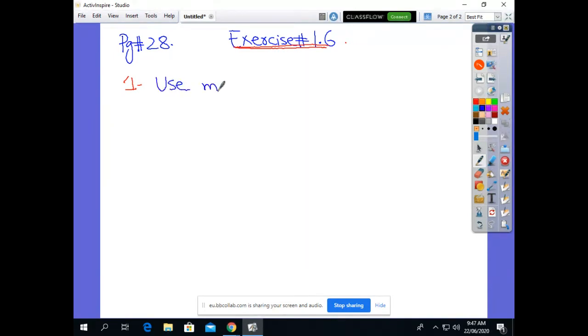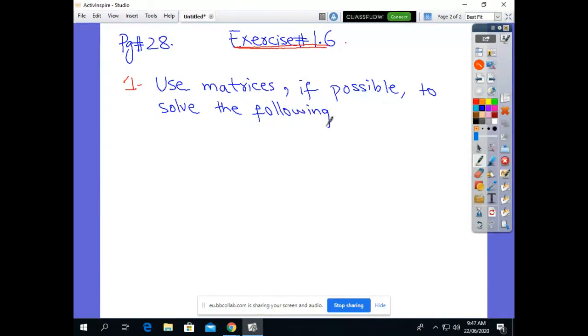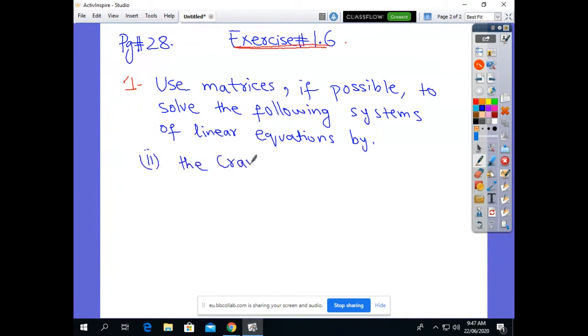Use matrices, if possible, to solve the following system of linear equations by the second method, which is Cramer's rule. How do we find it with the help of Cramer's rule?